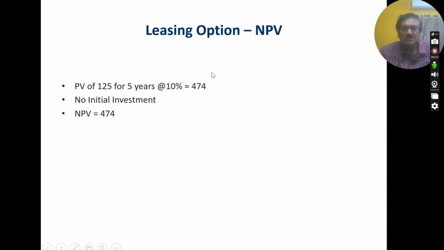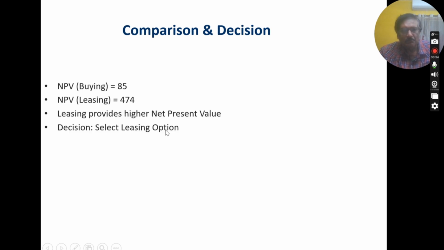Then what is the NPV for this leasing option? The present value of 125 for 5 years life of the asset at the rate of 10%. If you discount the whole revenue, approximately it will be rupees 474. I will show the calculation through Excel sheet again. No initial investment in this case, because for leasing option no investment is required. That's why NPV is 474.